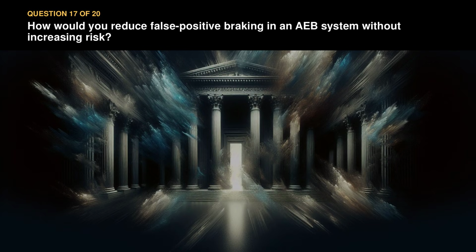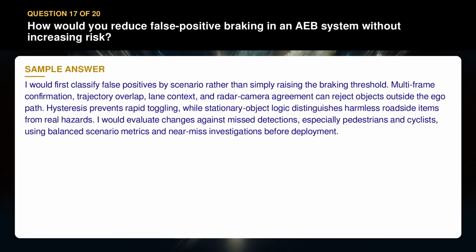Question 17. How would you reduce false positive braking in an AEB system without increasing risk? I would first classify false positives by scenario rather than simply raising the braking threshold. Multi-frame confirmation, trajectory overlap, lane context, and radar camera agreement can reject objects outside the ego path. Hysteresis prevents rapid toggling, while stationary object logic distinguishes harmless roadside items from real hazards.